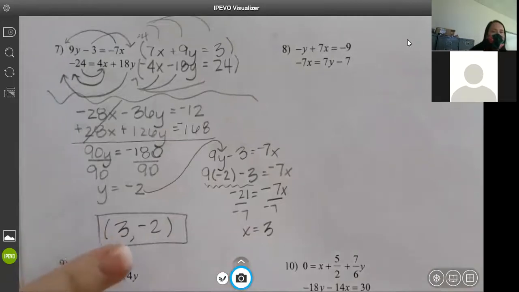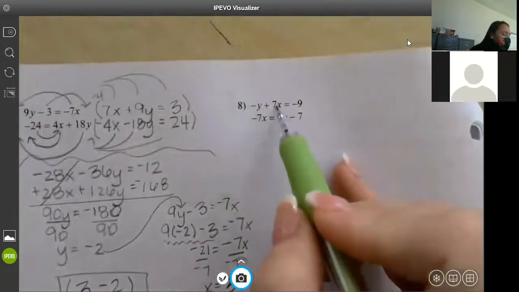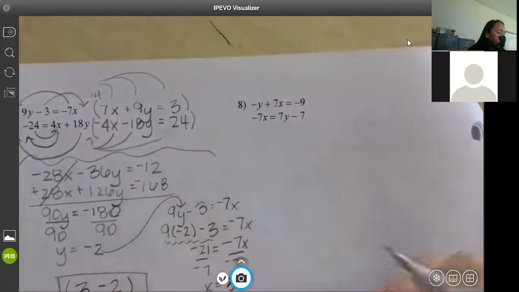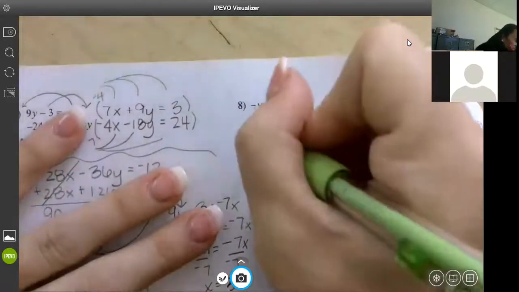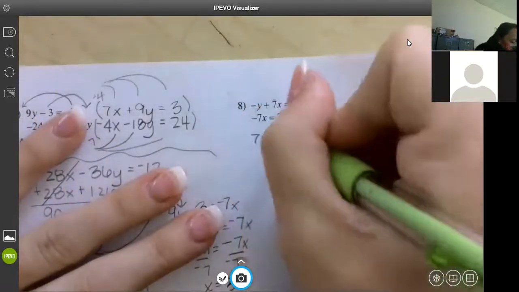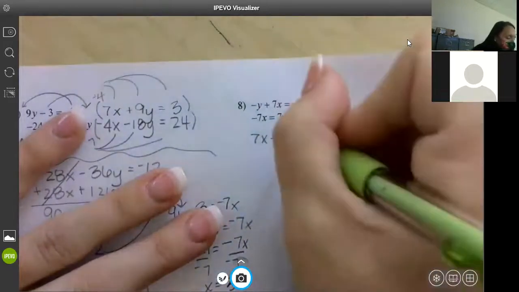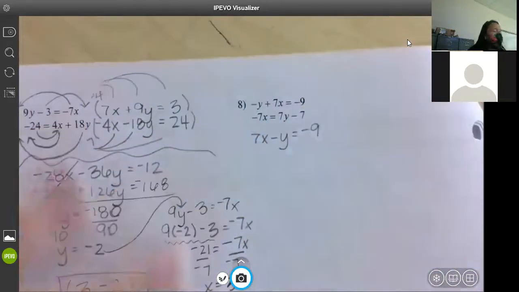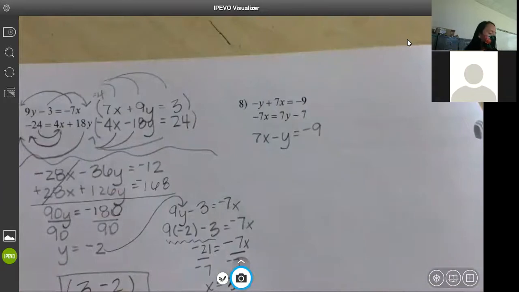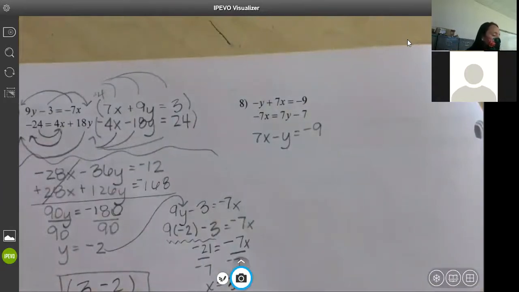All right, so if we look at number 8, x and y are on the same side. Yes, they're out of order. You can fix them if you want to. What I mean by that is you can just switch them around: 7x minus y equals negative 9. Or you can leave them like they are. It doesn't matter. We didn't take them over the equals, so we don't change their signs. We leave them alone, okay?